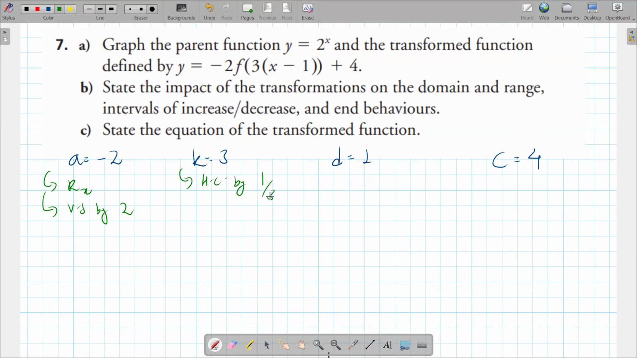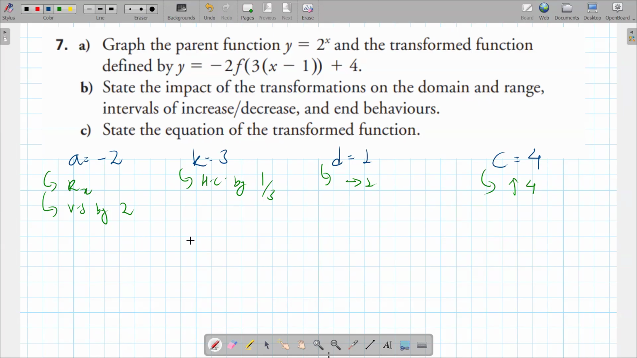The other ones are pretty simple. So it's a compression by 1/3. Just flip it upside down. If k was 2/3, that would be a horizontal stretch by a factor of 3/2. D equals 1, it's easy. It's just gonna shift it right 1 unit. C is 4, it's just gonna shift up 4 units. So this part is very simple. So now we have our AKDC, so we can just go and build our table.